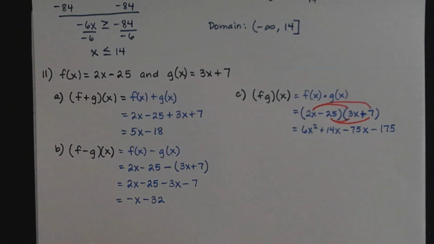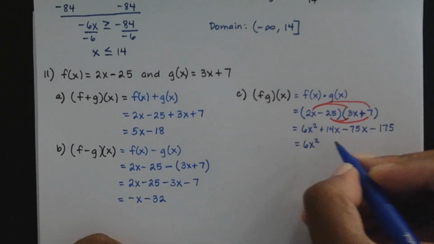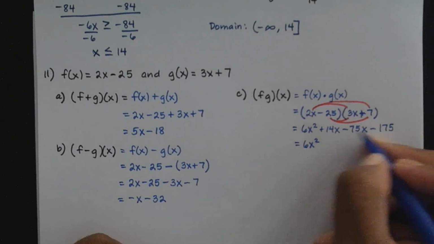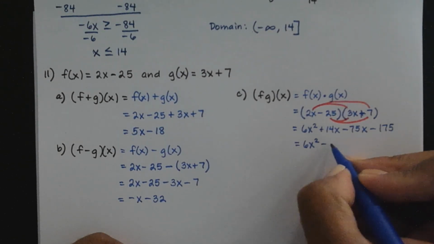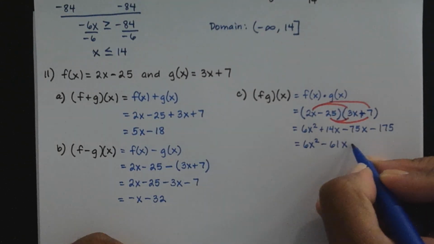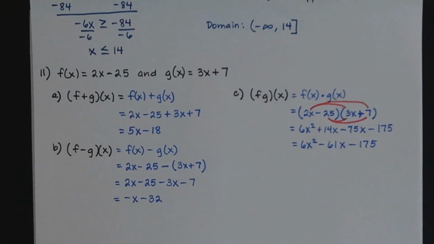And now we can combine like terms here. Plus 14x minus 75x is how much? Negative 61x. And then bring down the minus 175. So that's the product of f and g of x will be 6x squared minus 61x minus 175. Any questions about part C?